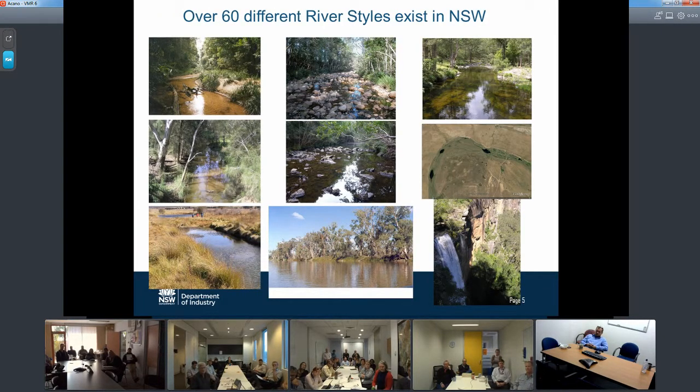In New South Wales, we have identified well over 60 different river styles, and each particular style has its own feature set, that is, its own set of characterising features, and that guides and drives the behaviour of each particular river. Now that means we can then identify what will happen to access to those rivers if they undergo some level of adjustment. We can then prioritise them based on their risk of physical disturbance, which we have also done.